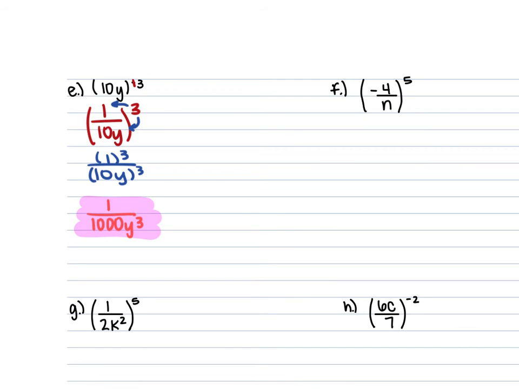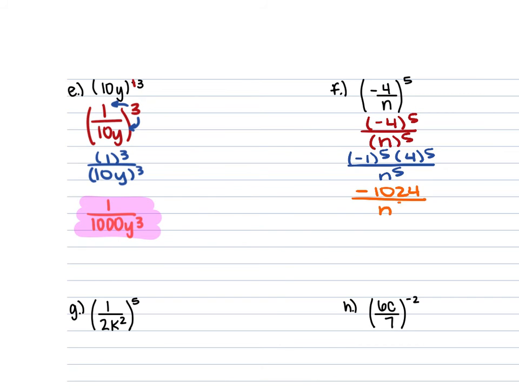For example, F, we have negative 4 over n raised to the 5th power. We have a positive power here, so we can just apply it to the negative 4 to the 5th power over n to the 5th power. That negative 4 to the 5th power, remember, it's like saying negative 1 to the 5th power times 4 to the 5th power. And then that n to the 5th power is just n to the 5th power. So negative 1 to the 5th power is going to leave you with a negative. 4 to the 5th power is 1,024. And then we keep it over n to the 5th power. So that's just negative 1,024 over n to the 5th power.